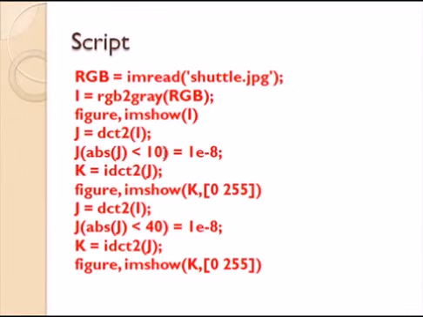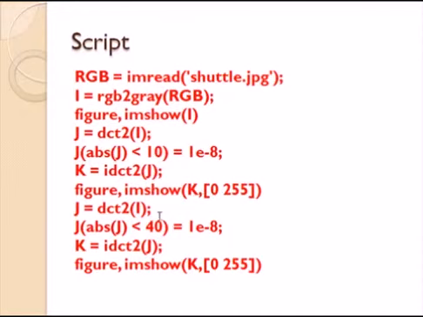Okay, so the first time I do it, I say, okay, if the absolute value of the transform for a particular frequency is less than 10, then I set it to be 10 to the minus 8. Then I invert the transform using IDCT2, and then I show what that looks like, and we can compare the before and after pictures.